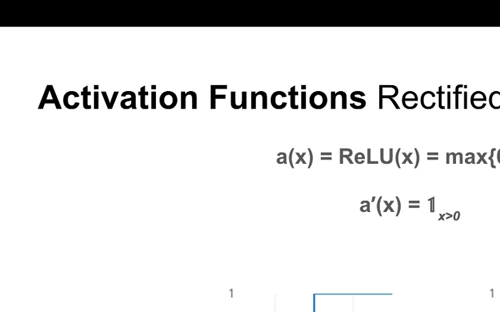And it's really easy to take the derivative. It's just the indicator function. So it's 1 if it's greater than 0, and 0 if it's less than 0. And this happens to be a lot better, because now for really large values, the gradient is no longer 0, so you're able to perform updates to those weights now. Right?